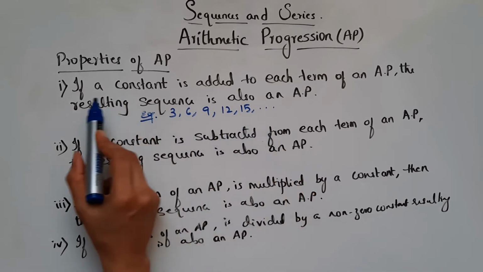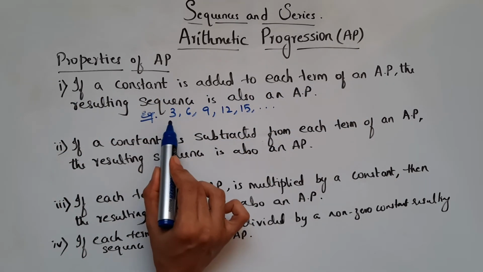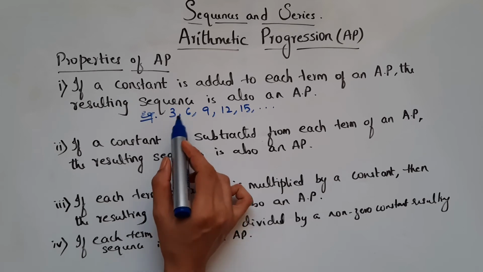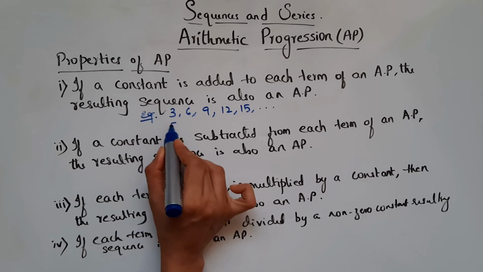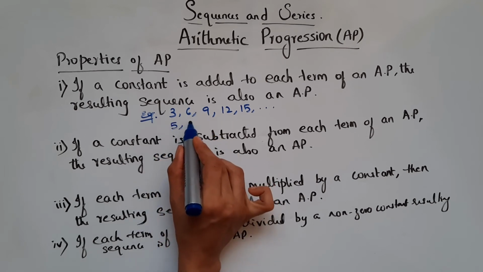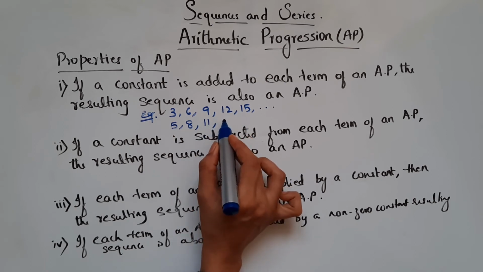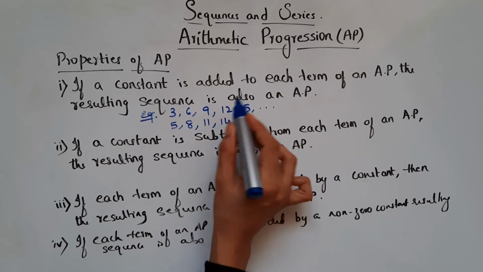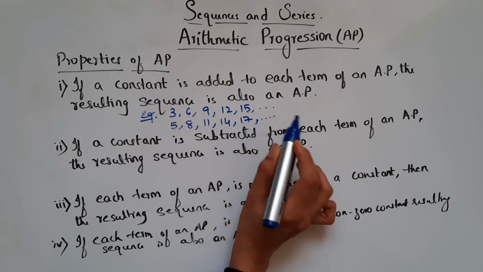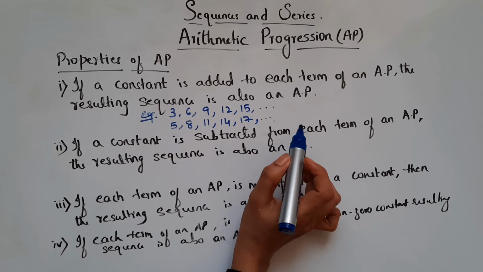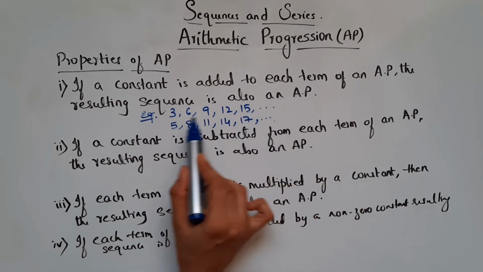So here it says, if a constant is added to each term of an AP, to each term if you add any constant, let's take 2. 2 as a constant which will be added to each term of the AP. 3 plus 2 is 5. 6 plus 2 will give you 8. 9 plus 2 will give you 11. 12 plus 2 will give you 14. 15 plus 2 will give you 17, and so on, right? So here it says the resulting sequence is also an AP.